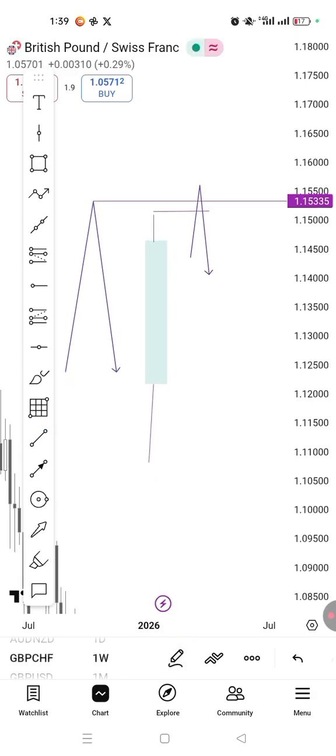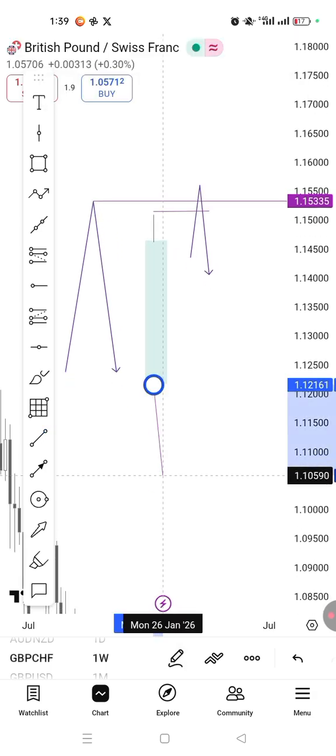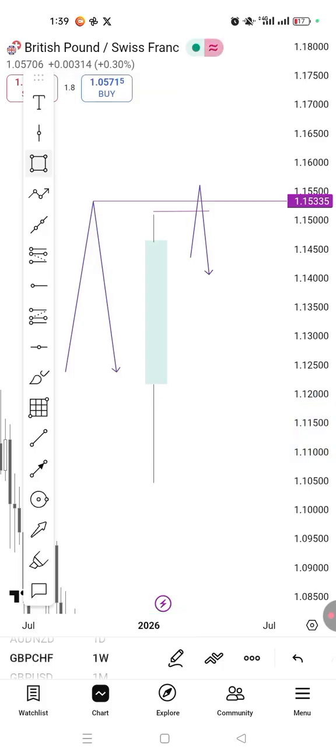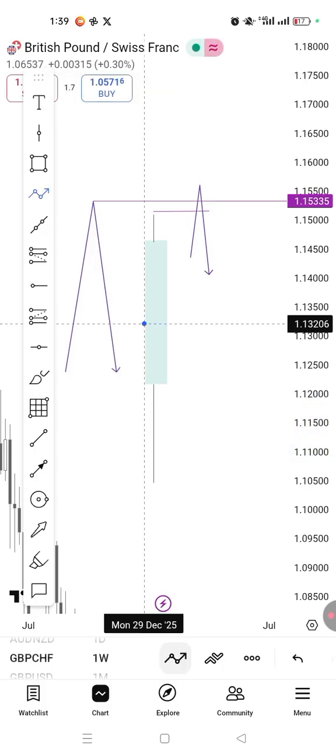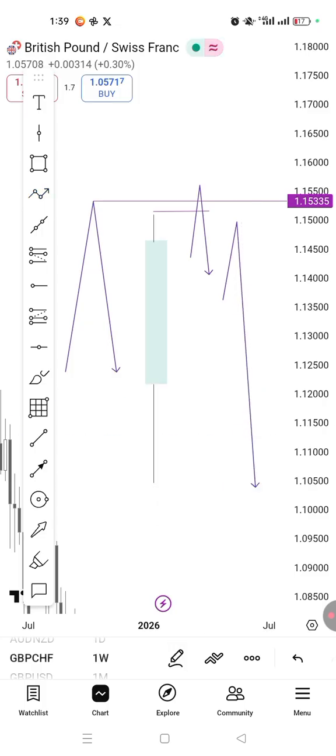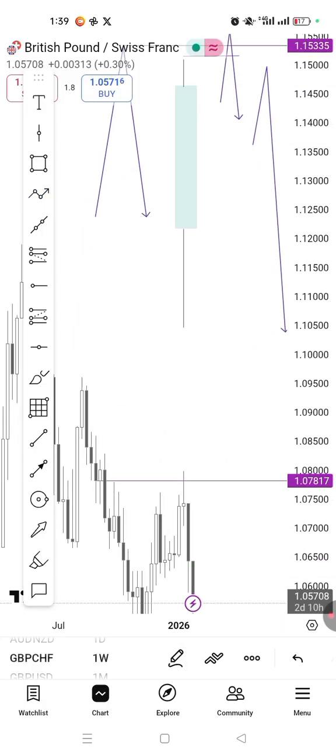Then maybe the third day, you are now looking forward to do what? To sell. You are looking forward to sell until this low is taken out, right? So that is the concept of bias building.